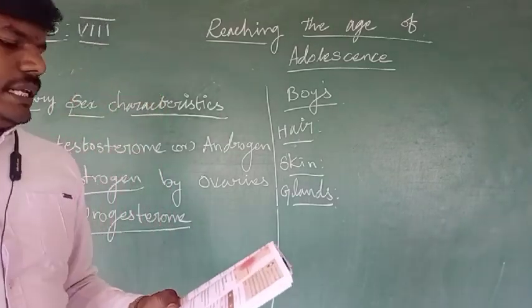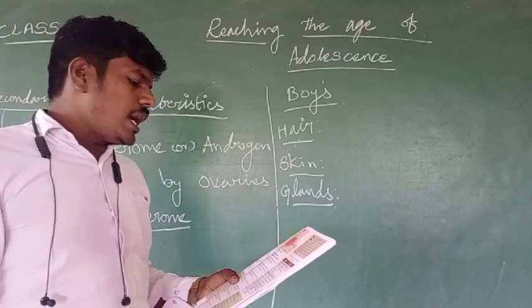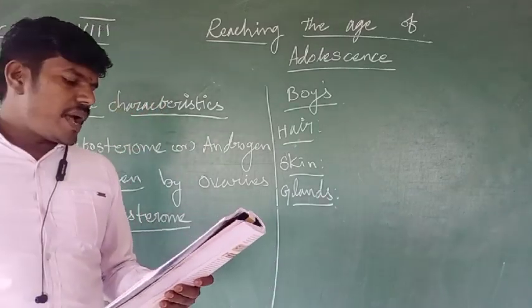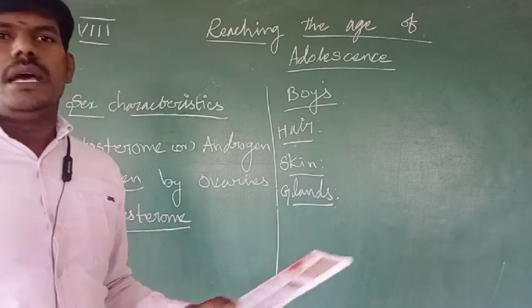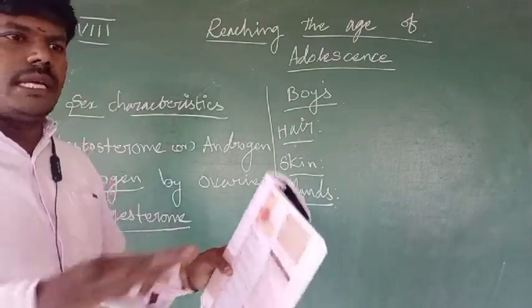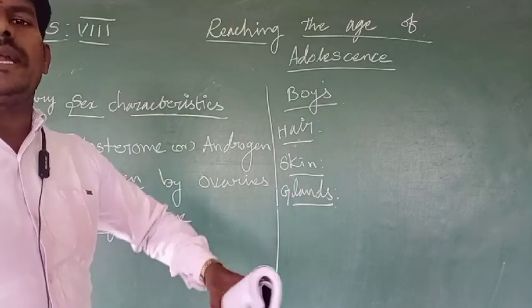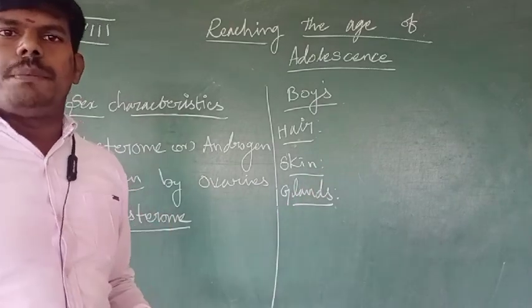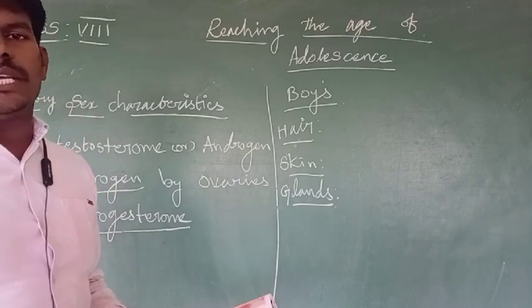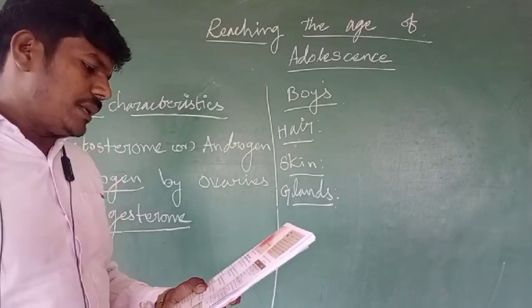See, the first one, hip. Due to the enlargement of the pelvic bone and the development of subcutaneous fat, the hip becomes wider and rounder. That means the hip region will be enlarged and rounder. Before puberty it is not enlarged. After puberty the hip region enlarges and the shape changes. It has a round shape.